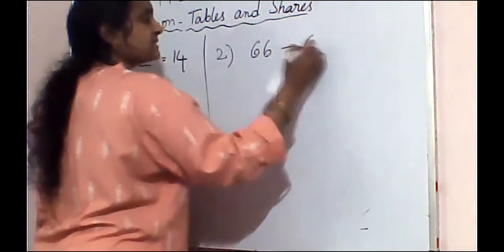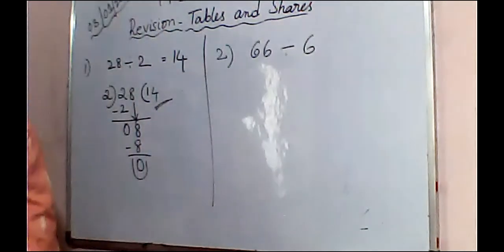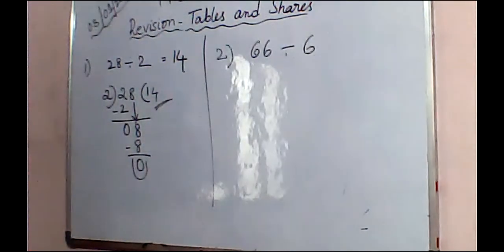Now, 66 divided by 6. Do it and tell me the answer. Do it as class work. Make it fast. If we had school, everyone would come and do it on the board, one by one.